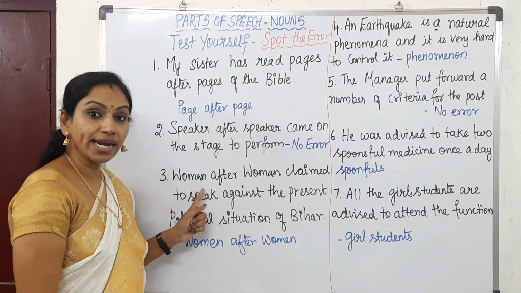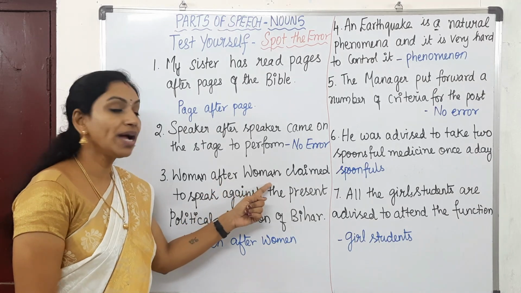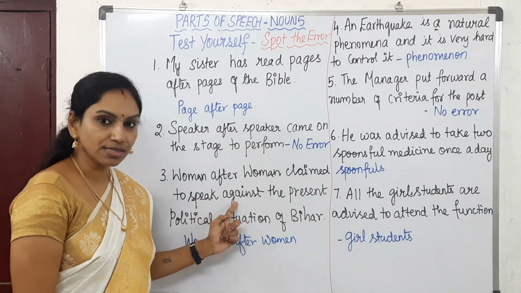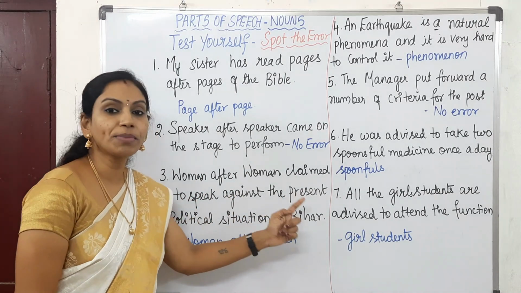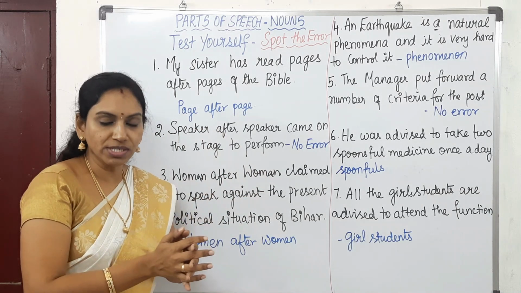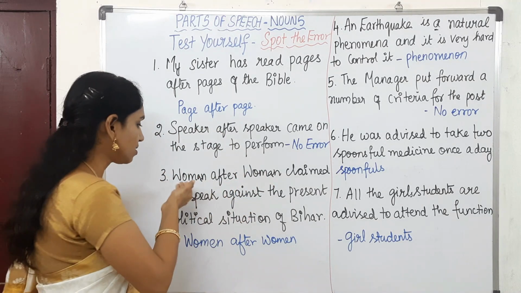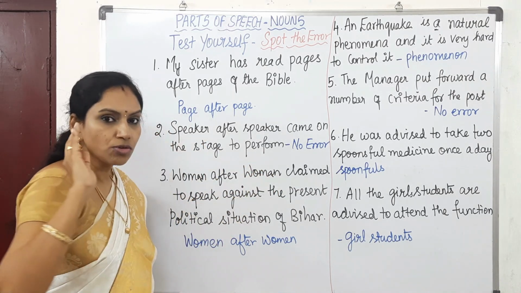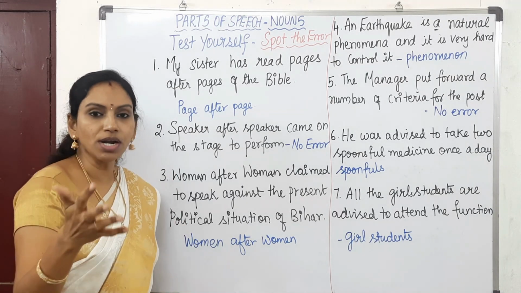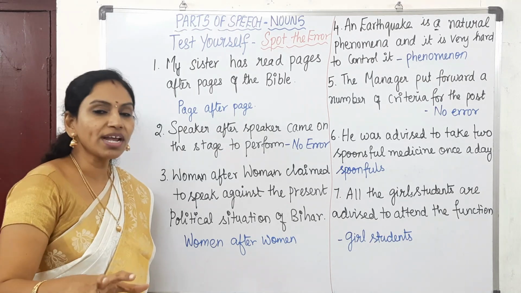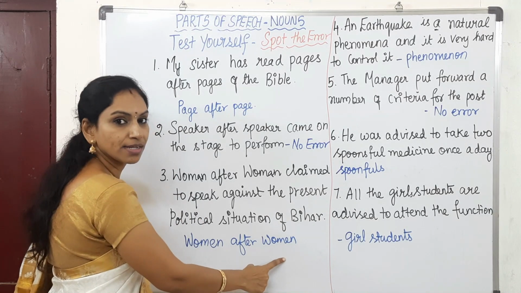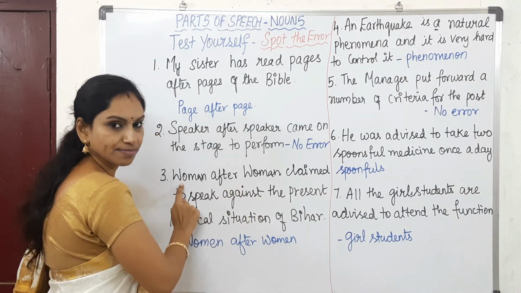Next, woman after woman claimed to speak against the present political situation of Bihar. We have to focus only on noun compounds, that is noun, preposition, noun. Where is the error? Woman after woman. Have I discussed anything like woman after woman? No, there is no such form. We have to write it as women after women. So this is the error. Next.